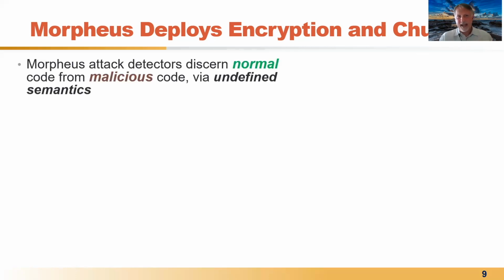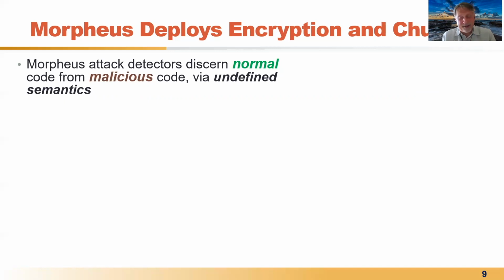Morpheus uses attack detectors to discern normal code from malicious code. And when it sees malicious code, it engages its defenses. Or at some small random interval, it engages its defenses. Specifically, what it looks for is what we call undefined semantics. What is an undefined semantic? It is something that is part of the implementation of the system and is not defined in a way that is told to programmers.